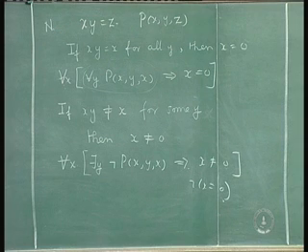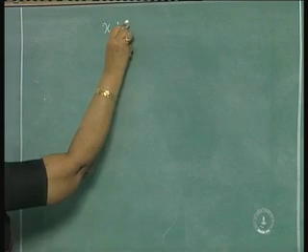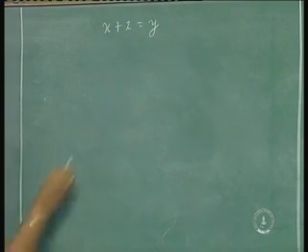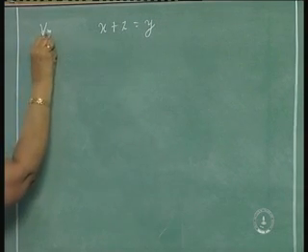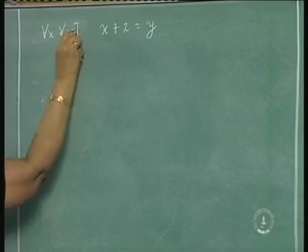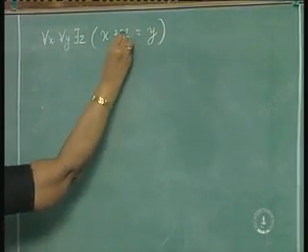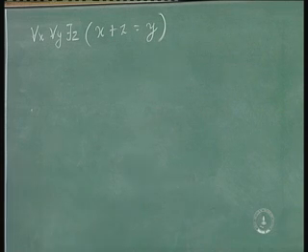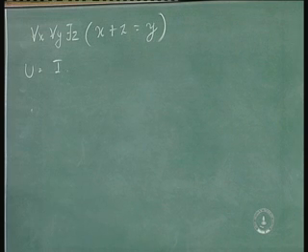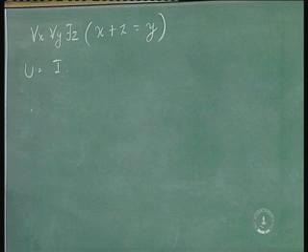Now, look at this statement, x plus z is equal to y. So, for all x, for all y, there exists z such that x plus z is equal to y. Now, if you take the underlying universe as the set of integers, this is true. For any value of x and any value of y, you can find a value of z such that x plus z is equal to y. You have to take z to be y minus x, isn't it?